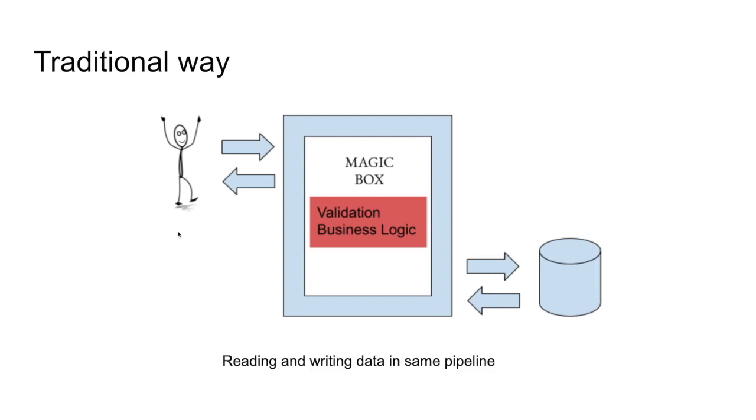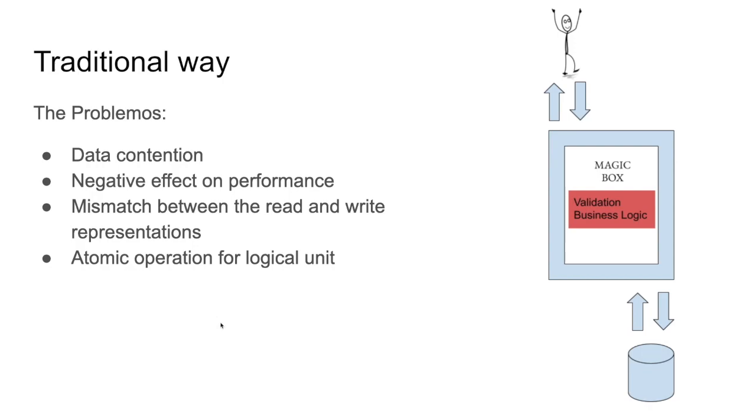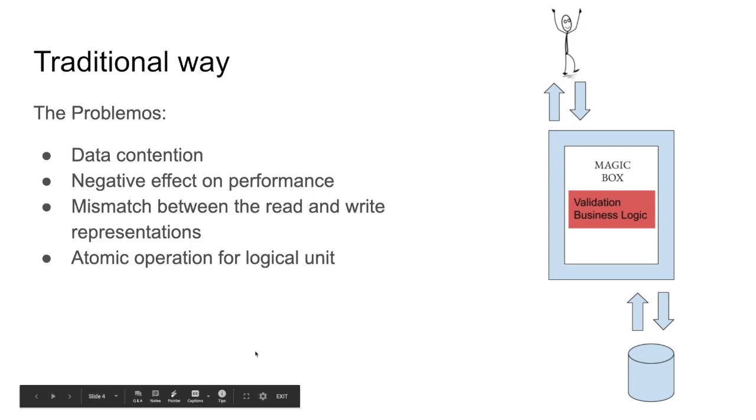For a small application, this works okay, but when the application gets bigger and more sophisticated, things get more complicated and complex. Now these are the problems of the traditional way. One is data contention. What data contention means is when multiple processes are competing for access to a data block at the same time. And the second one is a negative effect on performance. It could happen maybe because of data contention.